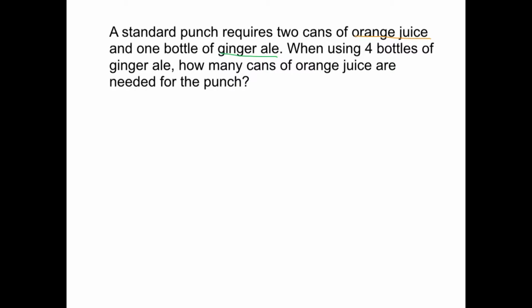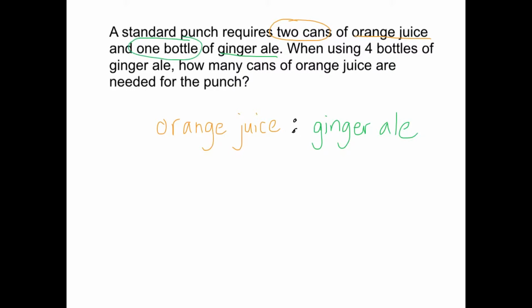So let's write down our ratio. Well, let's think about what is the ratio of orange juice to ginger ale. Let's go back to the question. The question says that for every 2 cans of orange juice, we need to have 1 bottle of ginger ale. So where am I going to write the number 2? Good, we're going to write it here because 2 represents the number of cans of orange juice. For every 2 cans, we need how many bottles of ginger ale? Good, 1. So we have a ratio of 2 to 1.